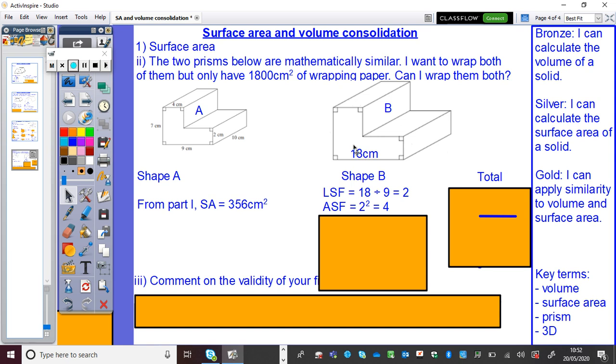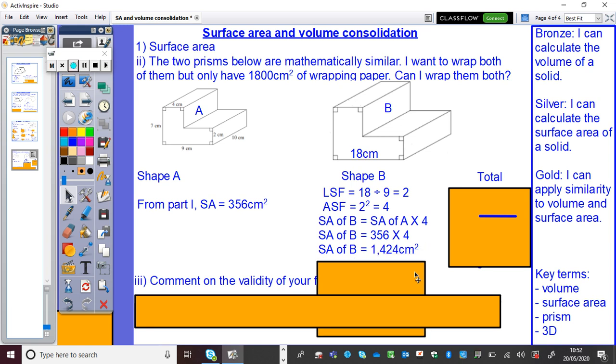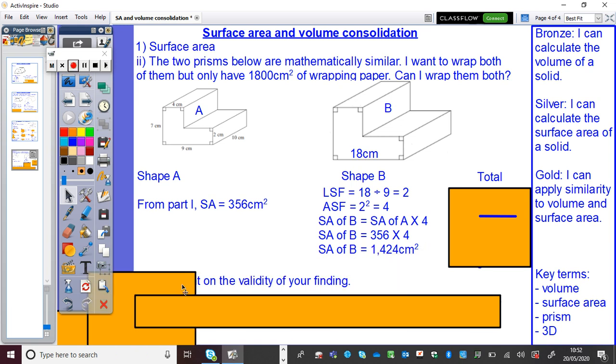So if I want to calculate the surface area of shape B, I don't have to draw all those faces out again. I don't have to realise that the height is 14 and so on, double all of my lengths and work all that out. I can just use that area scale factor. So surface area of B is equal to the surface area of A multiplied by 4. If my length scale factor had been 3, my area scale factor would have been 9, because 3 squared is 9, and I'd have been multiplying by 9. So my surface area of B is 356 multiplied by 4.